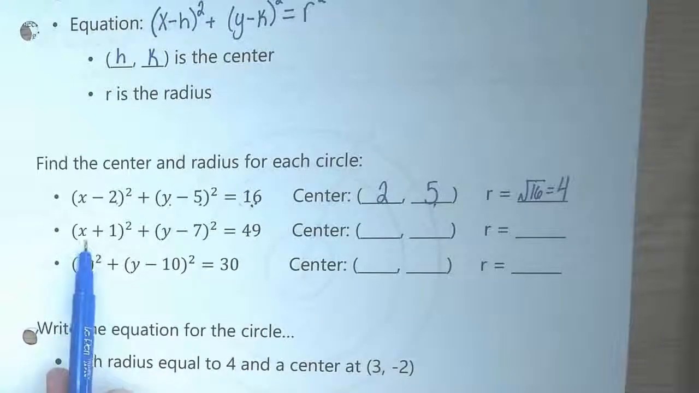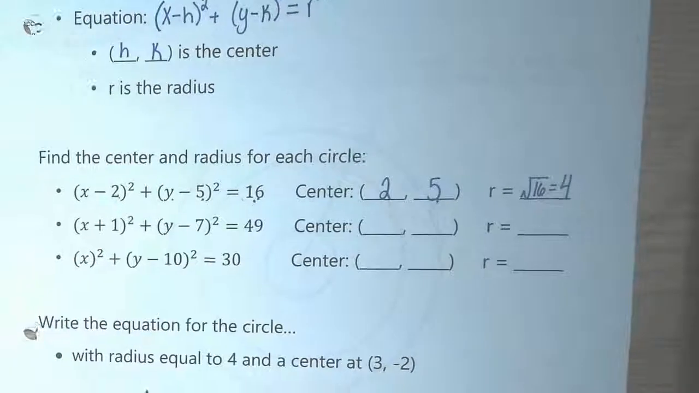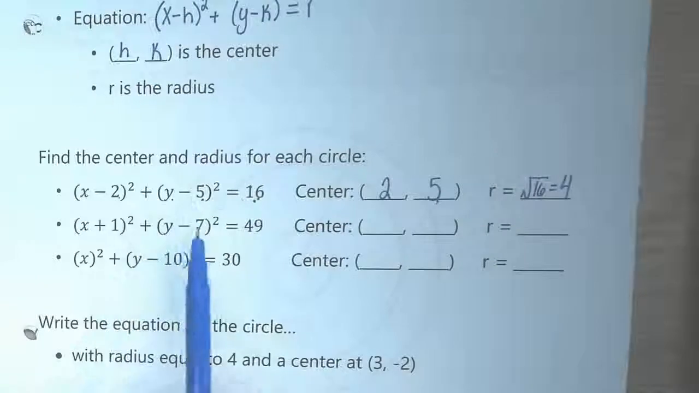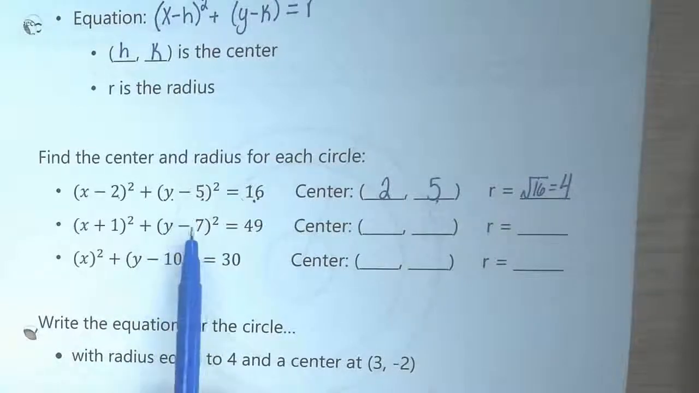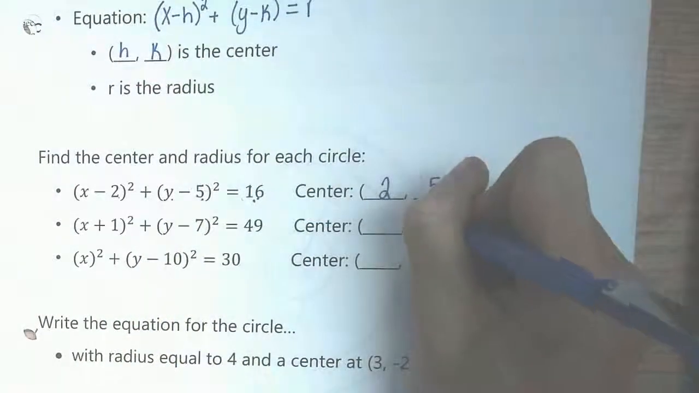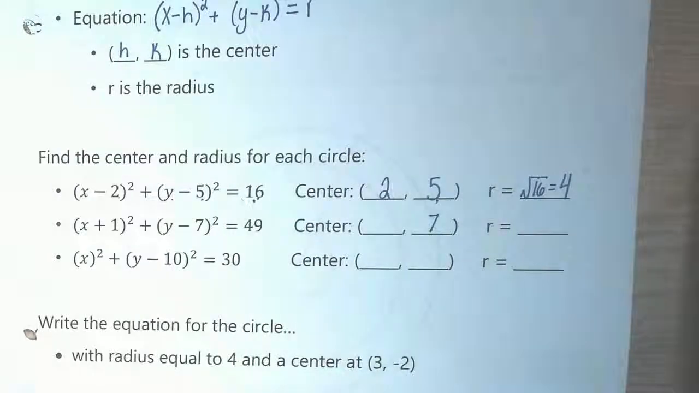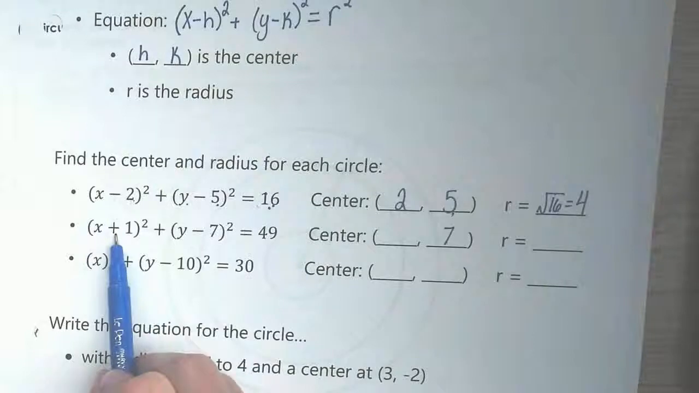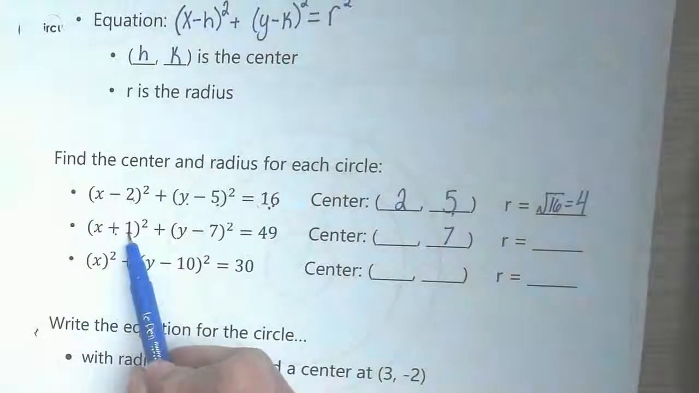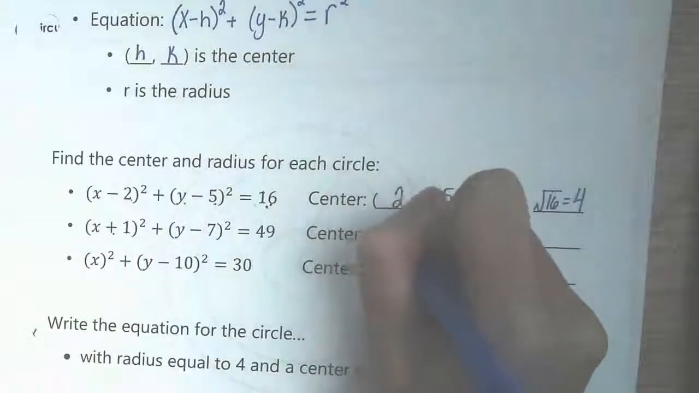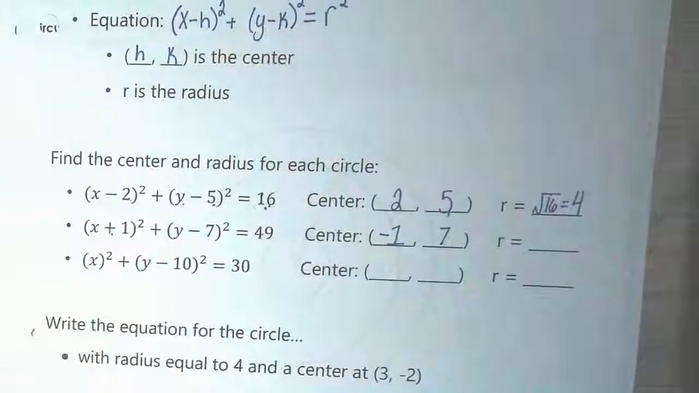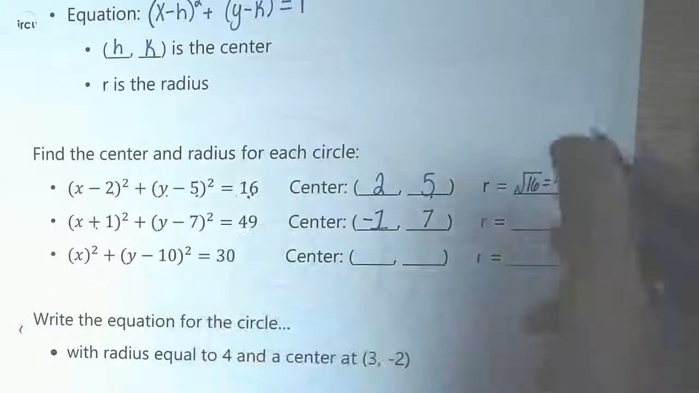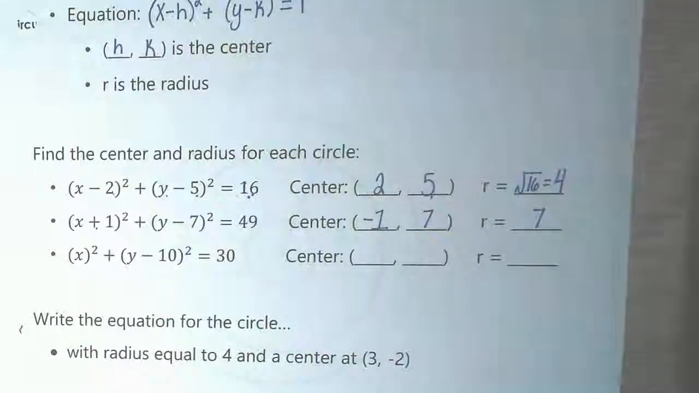Next one, (x plus 1) squared and then (y minus 7) squared. So this one looks just like these. The signs are the same. I know that this is going to be 7. The difference here is the sign. Here I had minus 2. Here it's positive 2. So I need to change the sign of that 1 to be negative. That's what my center is going to be. And my radius is the square root of 49, which is 7.